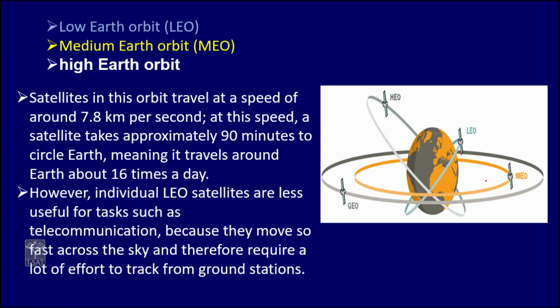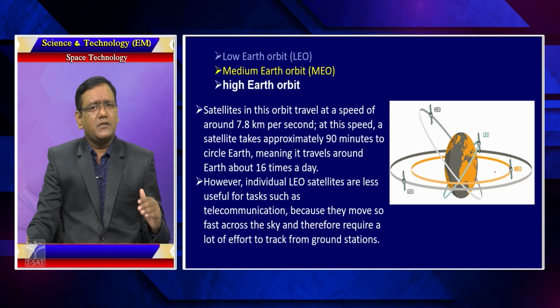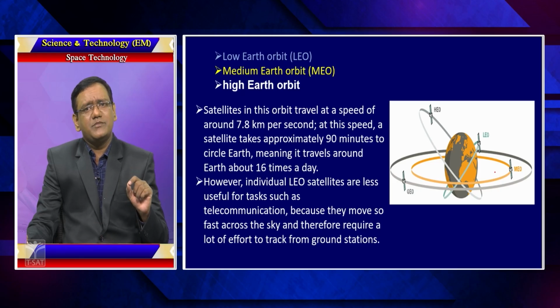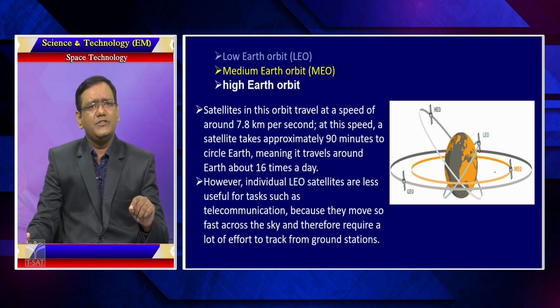16 times a day, which means if we want to observe Hyderabad or the India-Pakistan border, then if we use this sun synchronous orbit that is in low Earth orbit, it will revolve and always see the India-Pakistan border 16 times a day. That is the reason why for reconnaissance we are using low Earth orbit in sun synchronous orbits.